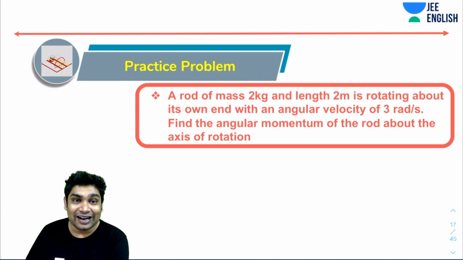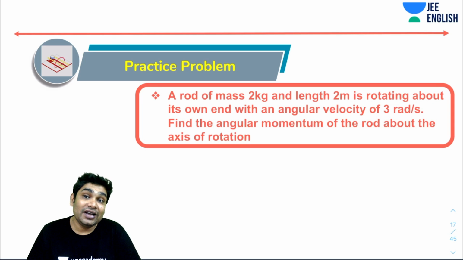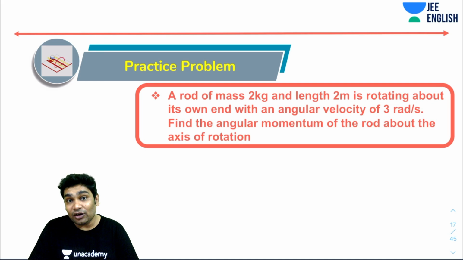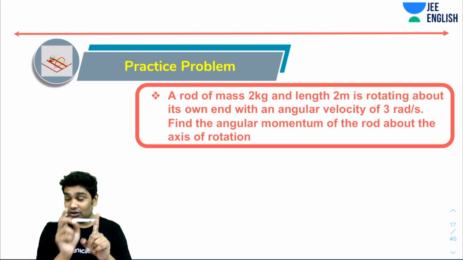Now, why don't we try a problem? Here you have been told that a rod of mass 2 kg and length 3 meters is rotating about its end with an angular velocity of 3 radian per second. You have to find the angular momentum of the rod about the axis of rotation. I hope the problem is clear to everyone. You are trying to find the angular momentum of a rod which is rotating about its end. So something like that.